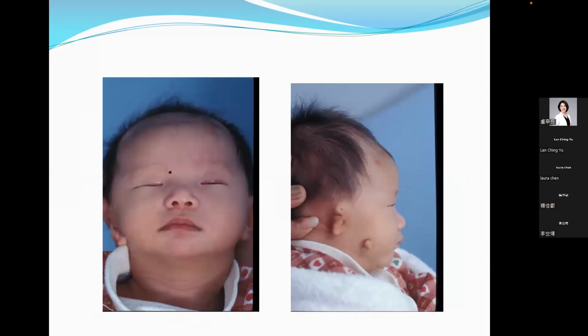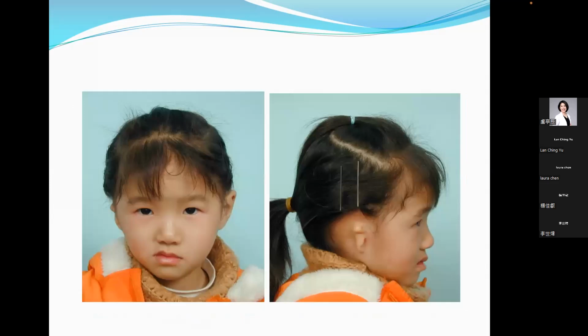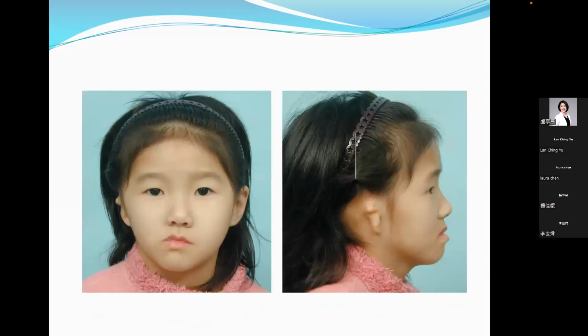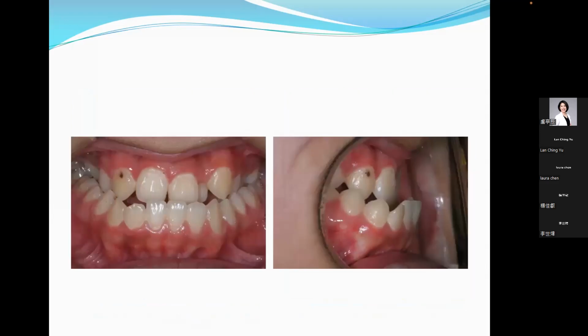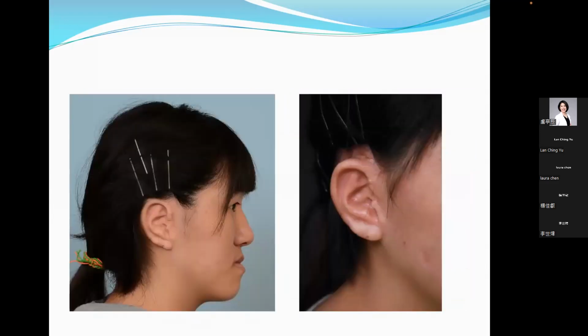This young lady has right hemifacial microsomia. And you can notice this while she grew up. And when she reached teenager age, Professor Ren Zhongjuan did the ear reconstruction first. This is the ear reconstruction with Professor Ren Zhongjuan, 2 stage with recollage, with a very, very good result.